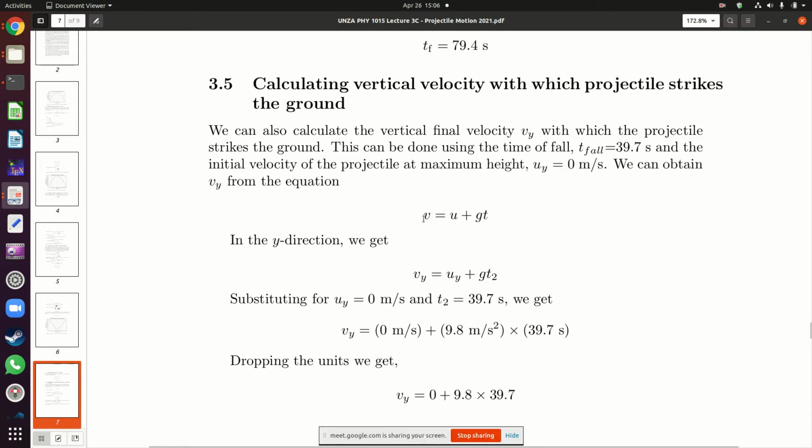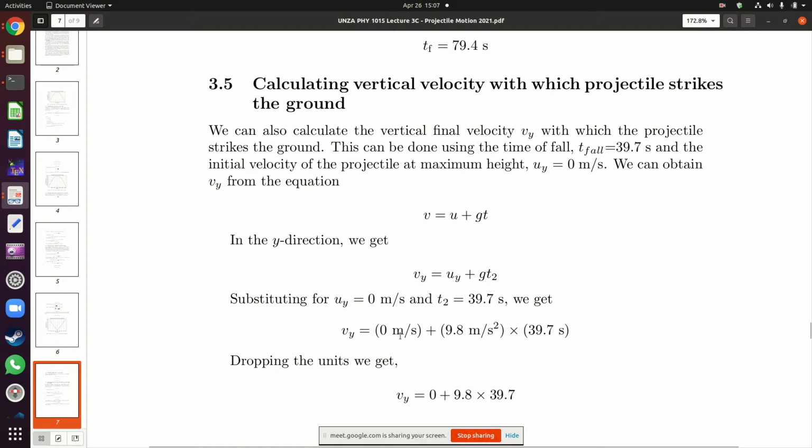So we have V equals U plus GT. That's going to be Vy equals Uy plus GT. This T2 is supposed to be T4. So in the next set of notes, we need to make this correction so that we don't have a 2 but a 4 here. So substituting Uy as 0 meters per second, and for T4, 39.7 seconds, when you do that, you end up with this.